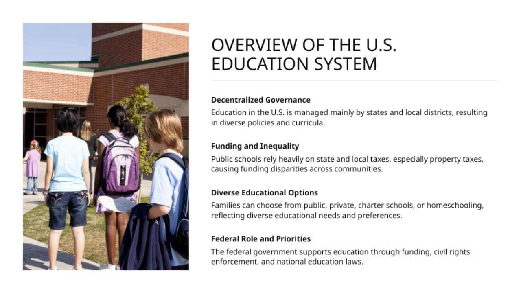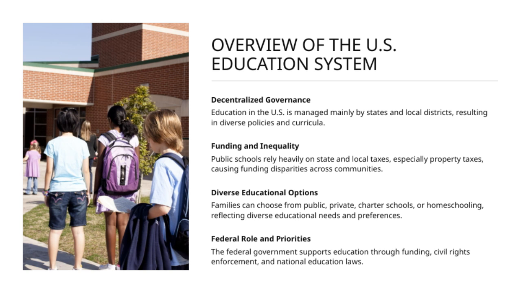Decentralized governance means that education in the U.S. is primarily managed by individual states and local school districts. This setup results in a wide variety of policies and curricula, reflecting regional priorities and community values. It allows for local control, but can also lead to inconsistencies across the country.